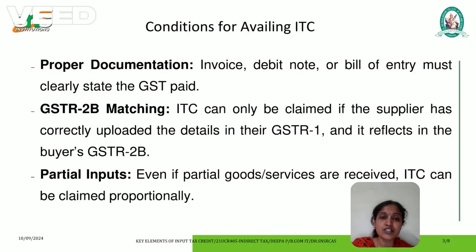Conditions for availing input tax credit: proper documentation. The invoice, debit note, or bill of entry must clearly state the goods and service tax paid. GSTR matching: ITC can only be claimed if the supplier has correctly uploaded the details in their GSTR1 and it reflects in the buyer's GSTR2B. Partial inputs: even if partial goods or services are received, ITC can be claimed proportionally.